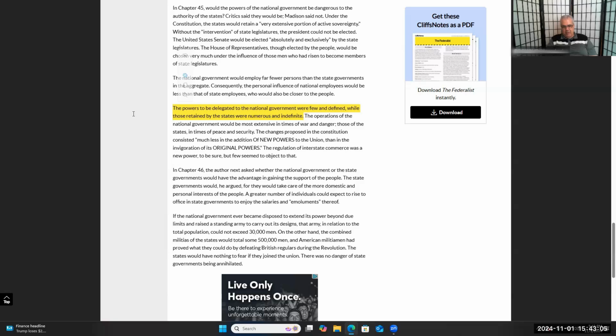If the national government ever became disposed to extend its power beyond due limits and raise a standing army to carry out its designs, that army in relation to the total population could not exceed 30,000 men. On the other hand, the combined militia of the states would total some 50,000 men, and the American militiamen had proved what they could do by defeating British regulars during the Revolution. There you go, right? The states would have nothing to fear if they joined the Union. There was no danger of state governments being annihilated.